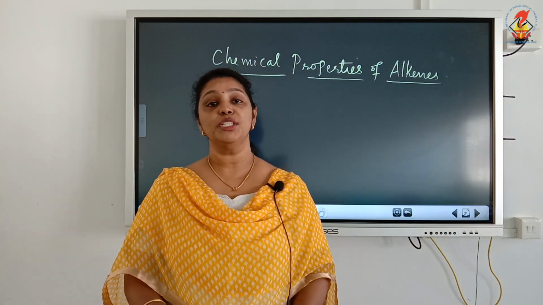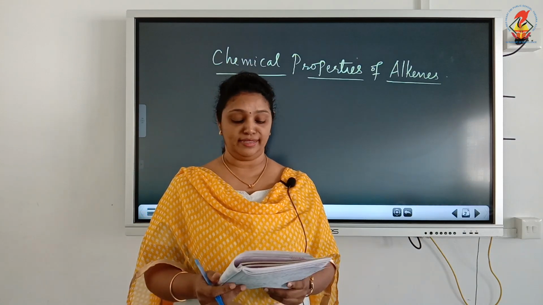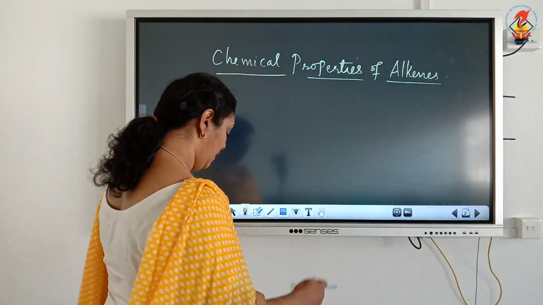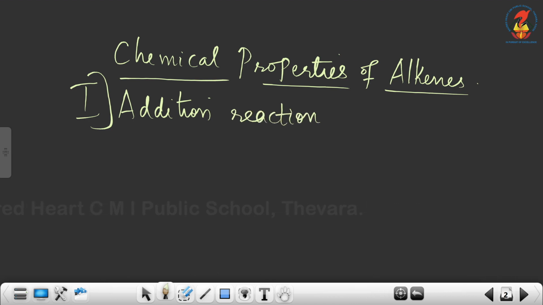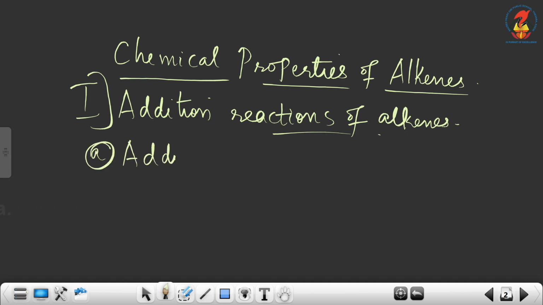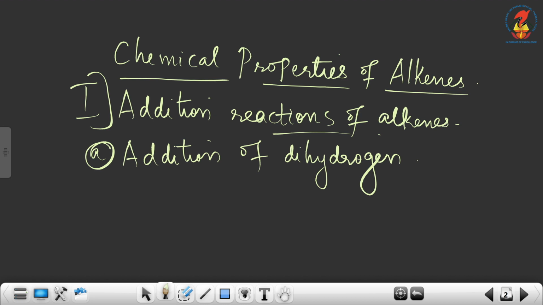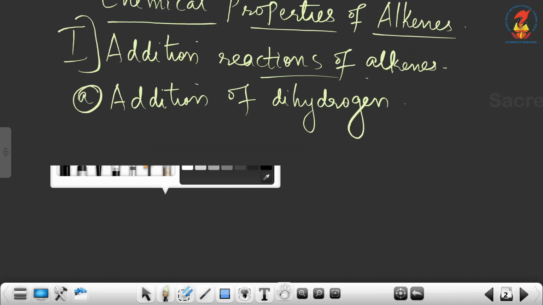So, let us see examples for the addition reactions of alkenes. First, we are going to discuss the addition reactions. First chemical property is addition reactions of alkenes. Now, under addition reactions, first let's see the addition of dihydrogen. This we have already discussed under preparation of alkanes.